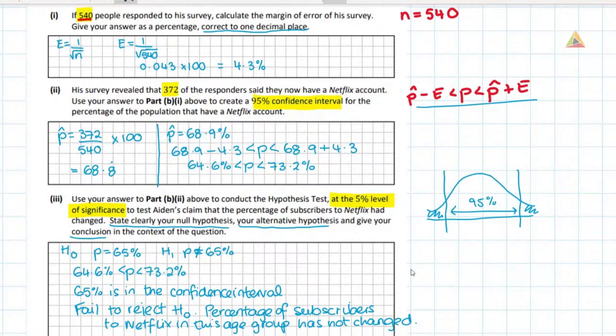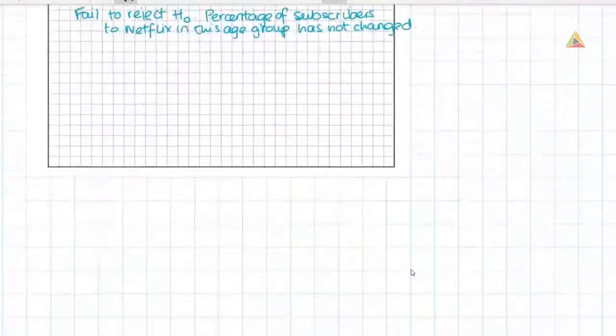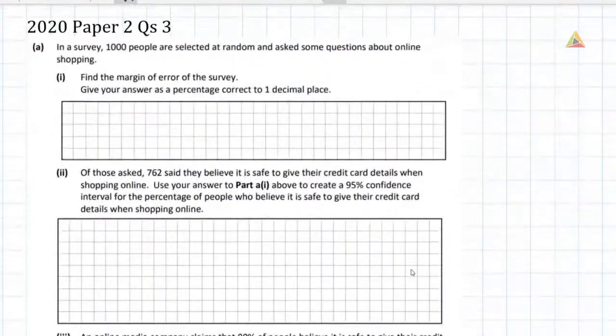Let's see what happens when we carry out a hypothesis test and it's not in the confidence interval. So the next question we're going to look at is 2020 paper 2 question 3. So you can see these can be part of your section A questions or your section B questions. So in this question, in a survey, 1,000 people are selected at random. So there's our n is equal to 1,000. How many people are in the sample, or what is the sample size?